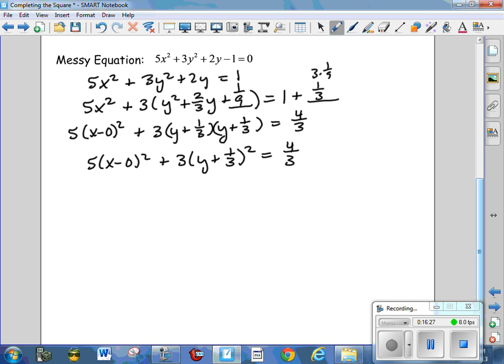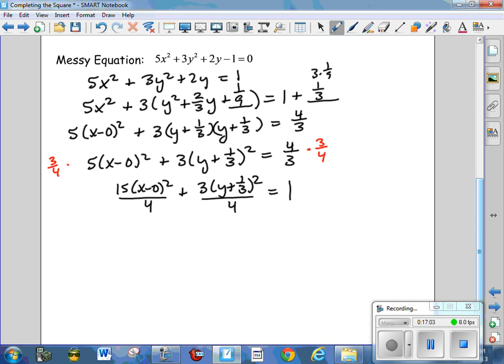Now you could divide everything through by 4/3, or you could multiply everything through by 3/4, which is what I recommend. Whenever you're dealing with fractions, it's better to multiply by the reciprocal than to try to divide by the fraction, because that just makes more of a mess. So when I multiply everything through by the reciprocal on both sides, remember that's both of these terms, I would get 15 times x minus 0 squared over 4 plus 3 times y plus 1/3 squared over 4 equals 1.